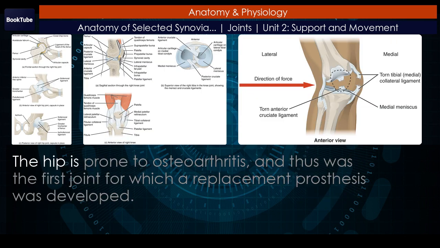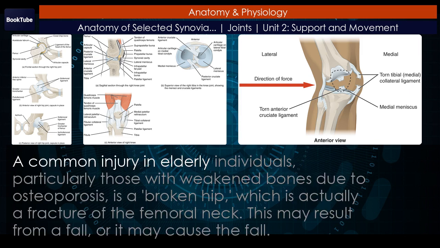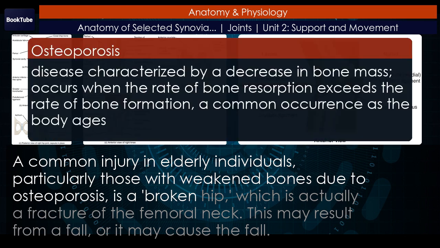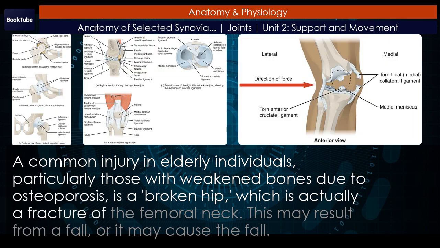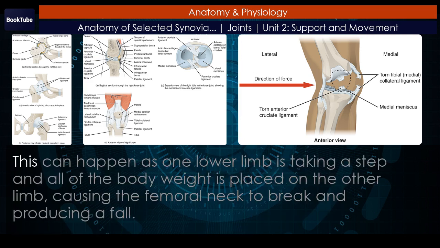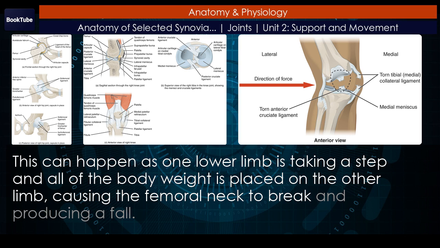The hip is prone to osteoarthritis, and thus was the first joint for which a replacement prosthesis was developed. A common injury in elderly individuals, particularly those with weakened bones due to osteoporosis, is a broken hip, which is actually a fracture of the femoral neck. This may result from a fall, or it may cause the fall. This can happen as one lower limb is taking a step and all of the body weight is placed on the other limb, causing the femoral neck to break and producing a fall.